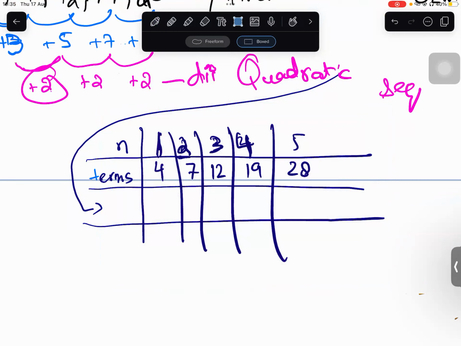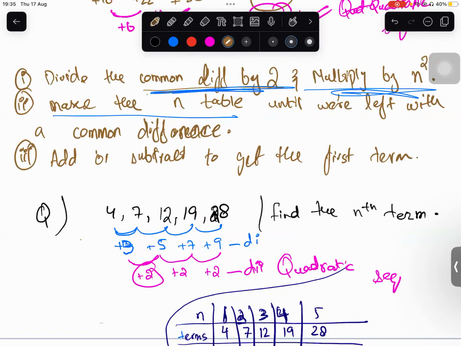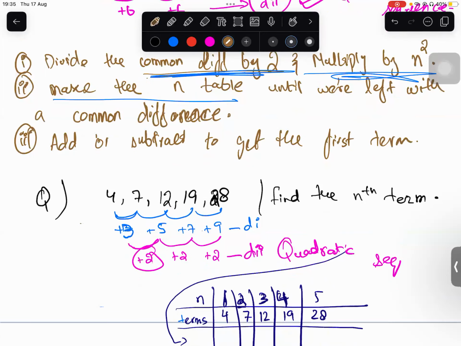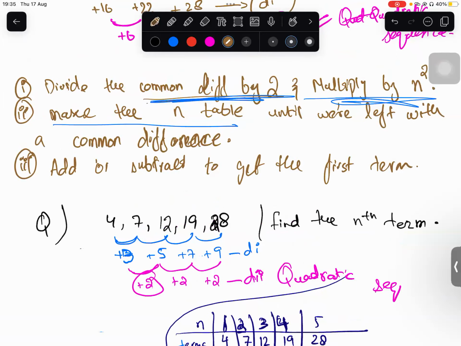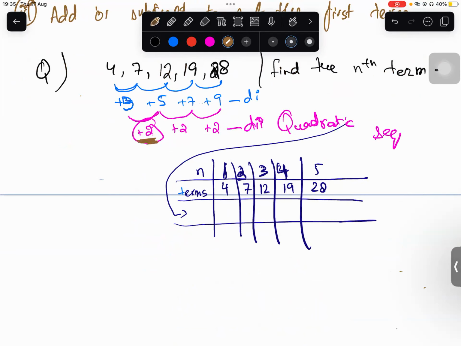So you've got your numbers, number of terms, you've got your terms. Now we'll move on to, oh, we actually forgot to do the first step here. The first step is you divide the common difference by 2, and then you multiply that by n squared. This is the common difference. 2 divided by 2 times n squared. This would be 1n squared, or just n squared. So here you'll have n squared.